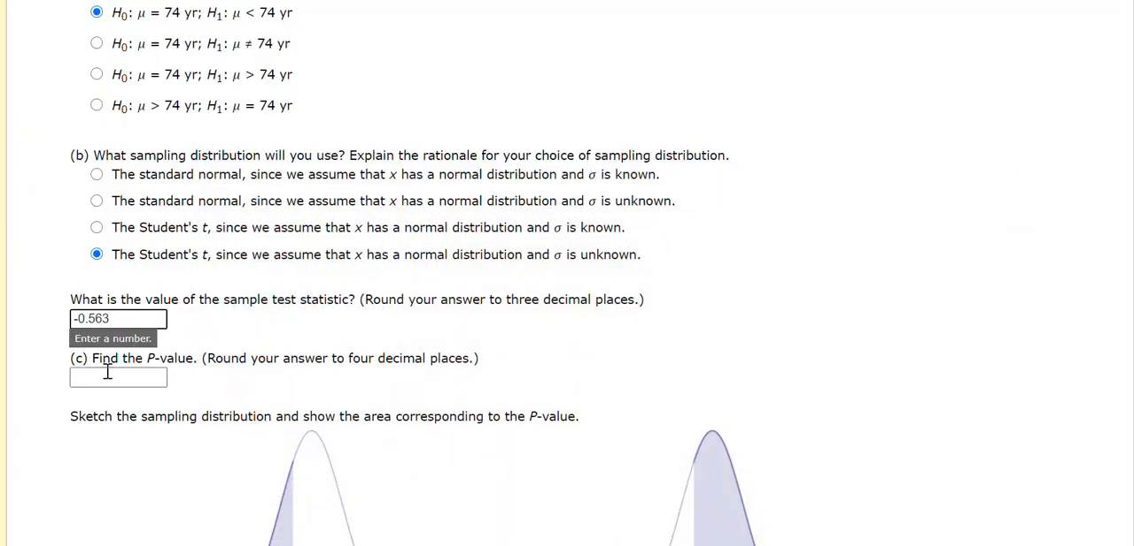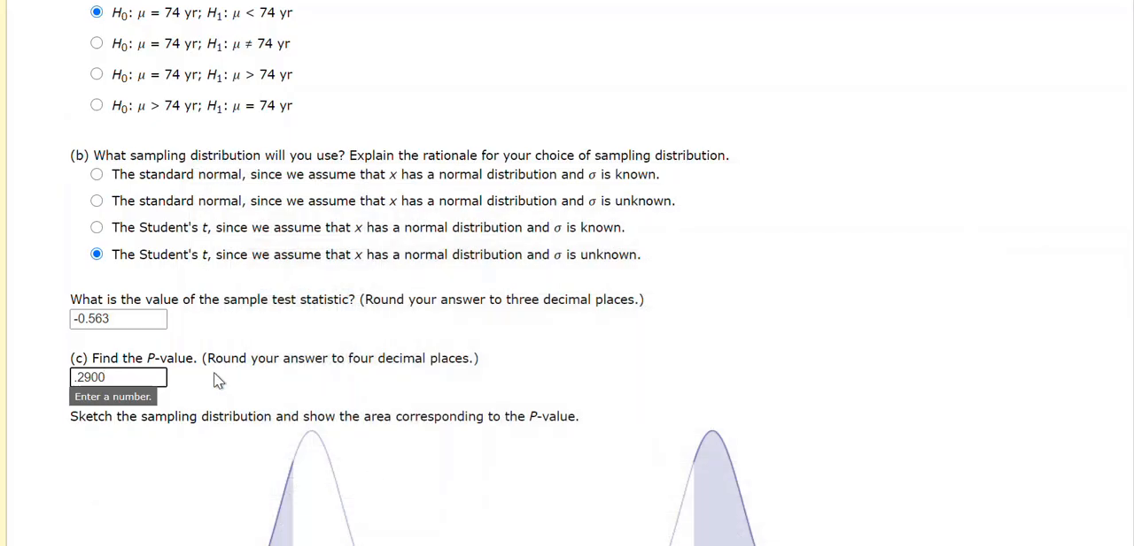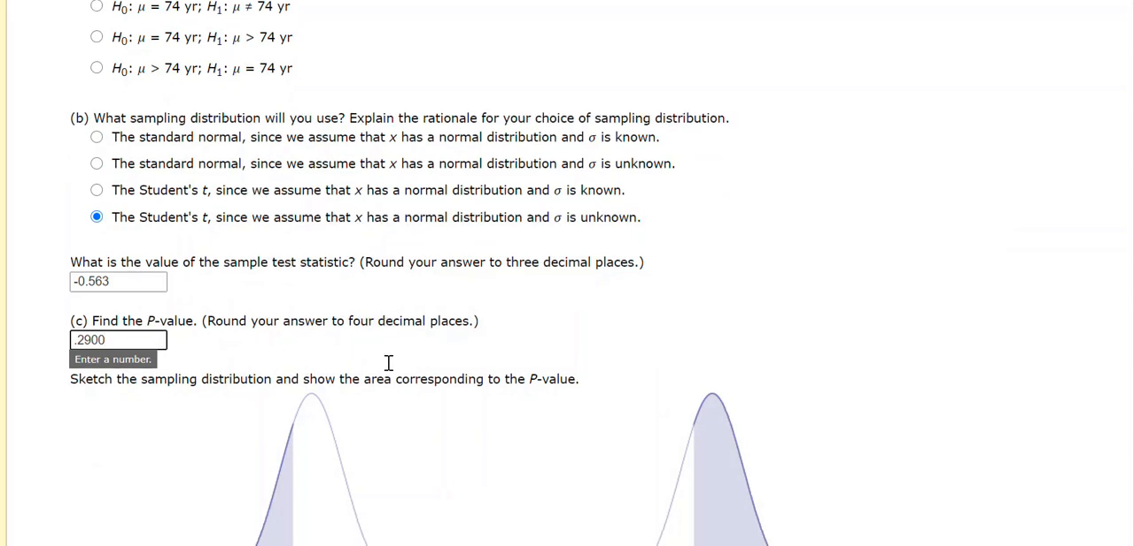And then part C says find the p-value, round to 4 decimal places. So rounded to 4 decimal places, I think is 0.299 or 2900. And so if I round this p-value to 4 decimal places, this would round up to 10, which makes this round up to 9. So 29 and then 00 is how I'm going to answer that to 4 decimal places.